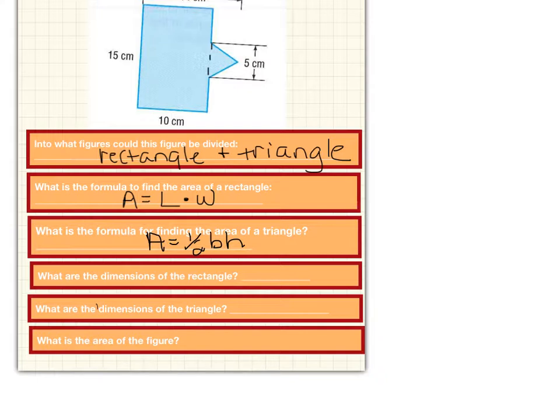What are the dimensions of the rectangle? The rectangle dimensions are 15 and 10. So 15 by 10.